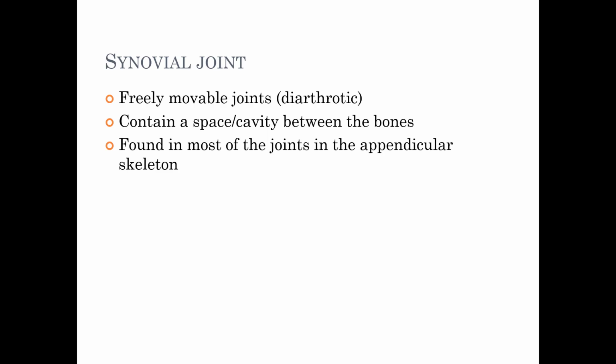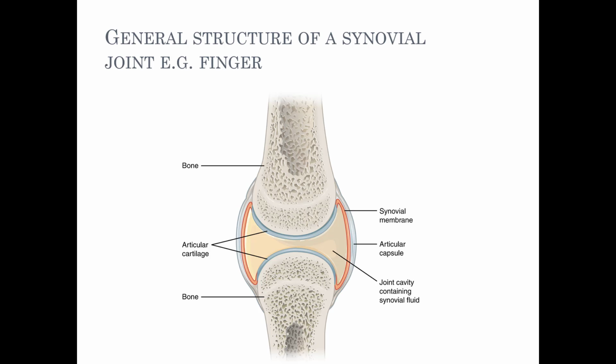Okay, there's a space or cavity between the bones of synovial joints, and this is the joint that joins different bones in most of the appendicular skeleton. Okay, so this is the general structure, and I'm sorry, this is actually the finger, not the knee. The knee is a little bit more complicated because of the presence of the patella, so it makes it a little bit more of a complicated joint. The finger, though, we have two bones that come together. These are two long bones in the case of the finger, okay?